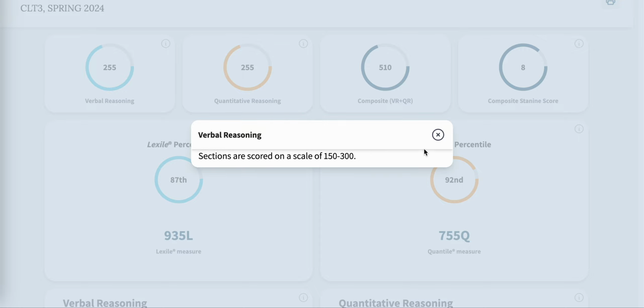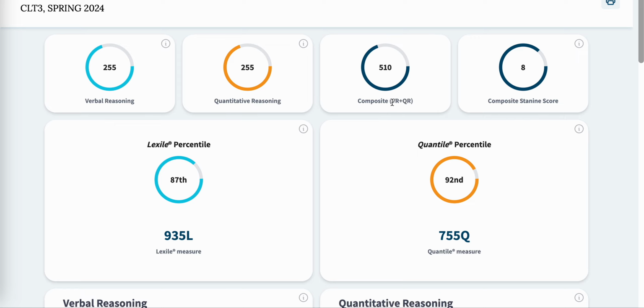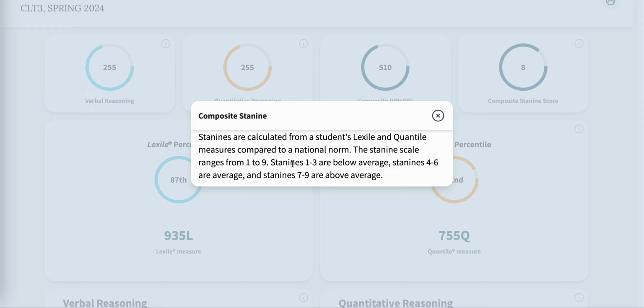The composite score that you see is a combination of both verbal reasoning and quantitative reasoning. And then the composite Stanine score would be on a scale of 1 to 9. If your child is measuring from 1 to 3, they would be considered below average compared to the national norm. If they are measuring from 4 to 6, they are in the average zone, and Stanine 7 to 9 are above average. Again, this would be compared to the national norm, not only students at UCA, not just students that take the CLT, but a national norm standard.